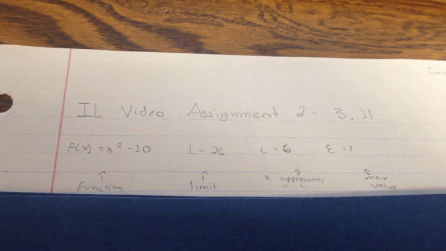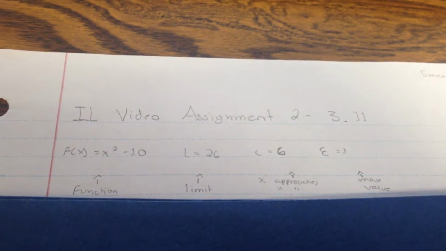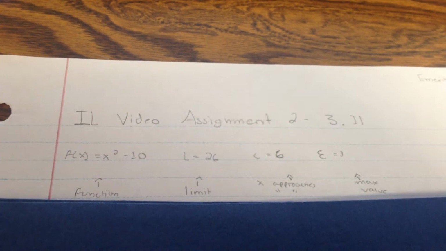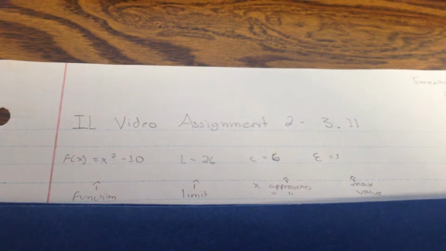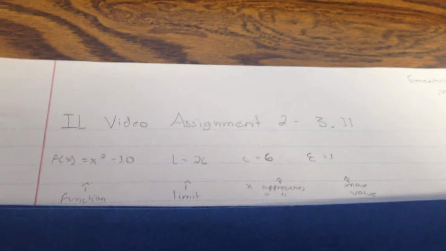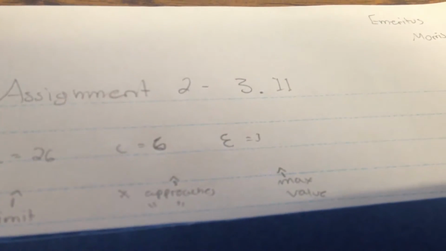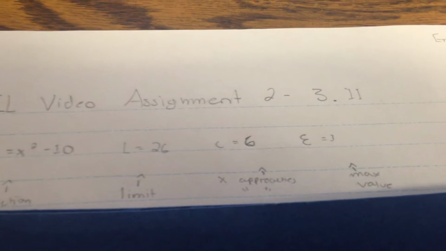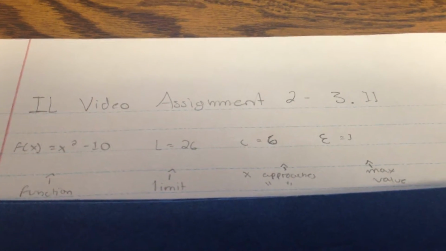So obviously f of x would be your function here. L equaling 26 would be your limit. So the limit of f of x as x approaches c would equal 26. Now the c that your x approaches is equal to 6, and they give that to you. And epsilon is the maximum value that the function minus the limit is able to equal when proving the limit using delta and epsilon values.